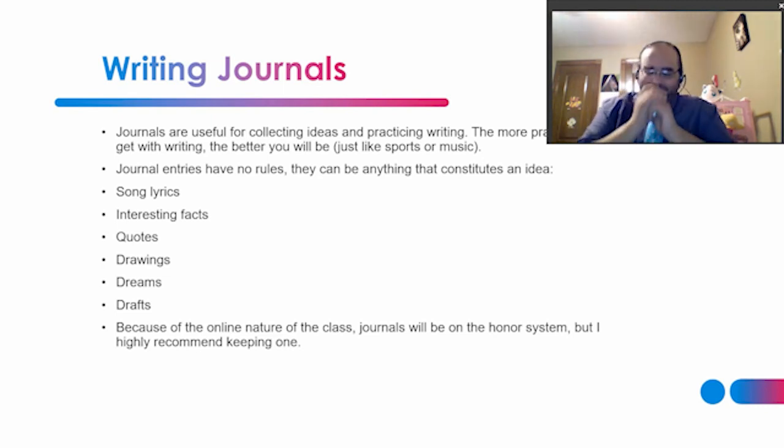So after that pleasant picture, let's move on to what else you can do for writing journals. The big thing that you probably want to do for this class is going to be drafts. You're going to want to try to do practice drafts with the journal. It's really to test out wordings, see if something sounds right, see if something feels right. Now, because of the online nature of the class, journals are going to be on the honor system. I can't come through the computer and check you guys and make sure that you guys are using them.